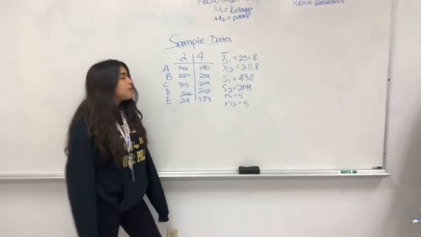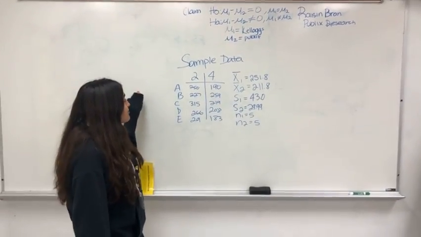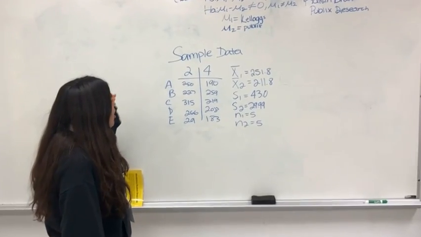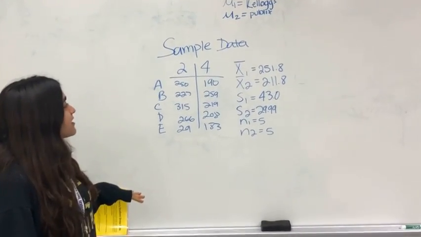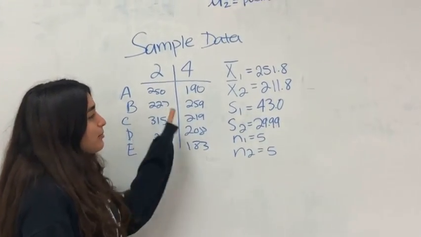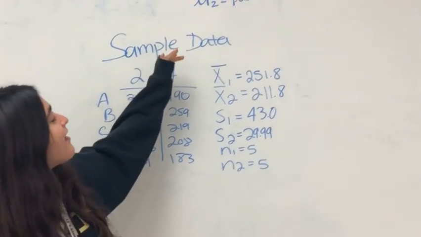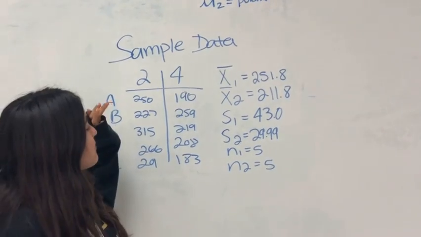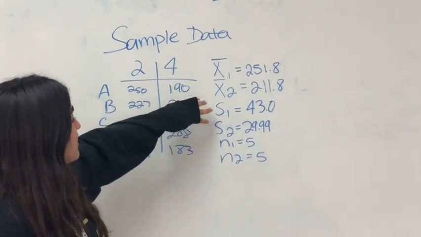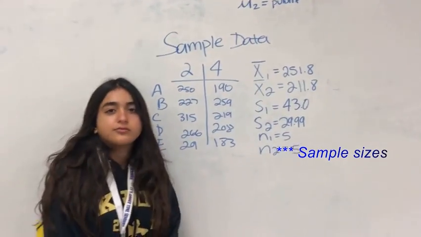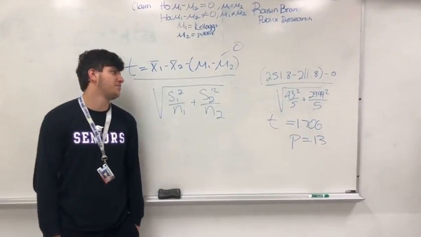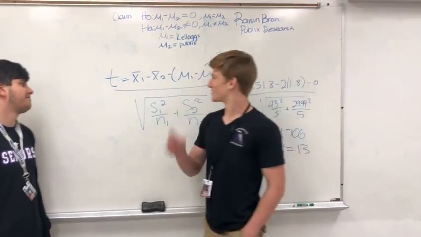So this is our sample data. All groups conducted the test and found these numbers of raisins in their Kellogg's and Publix cereal boxes. And then we found the means of both, and we have our standard deviations over here, and our number of trials. Why are we using t-distribution, Devin? Well, I can answer that question for you guys.